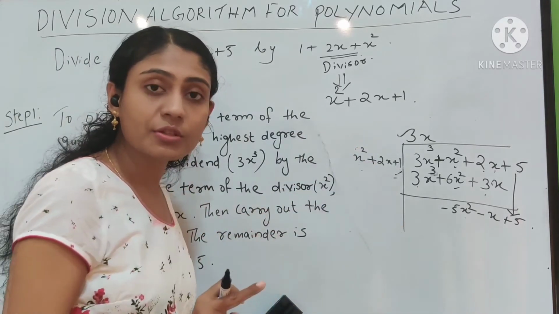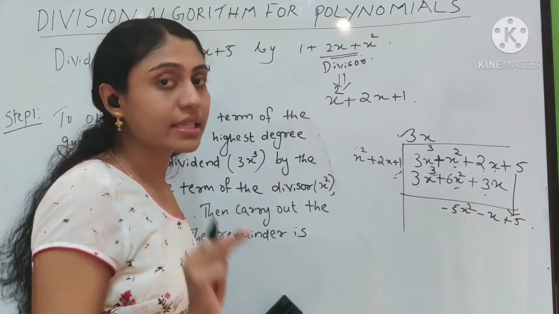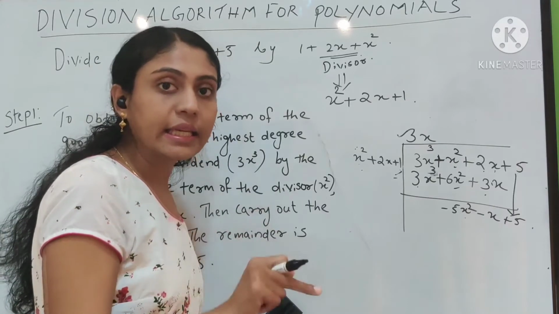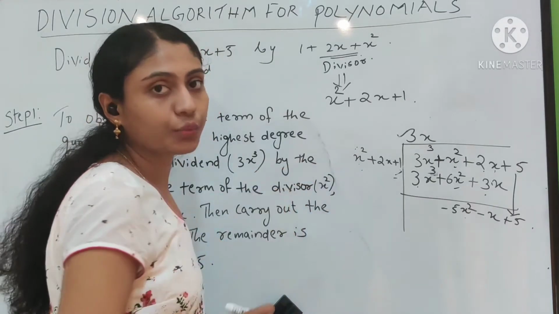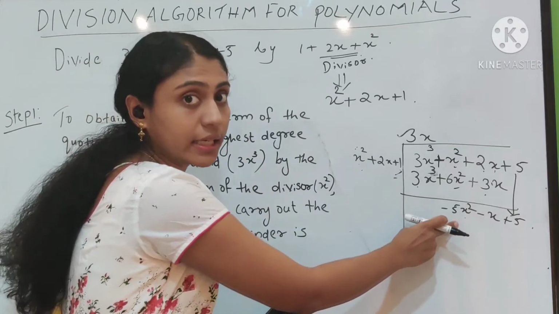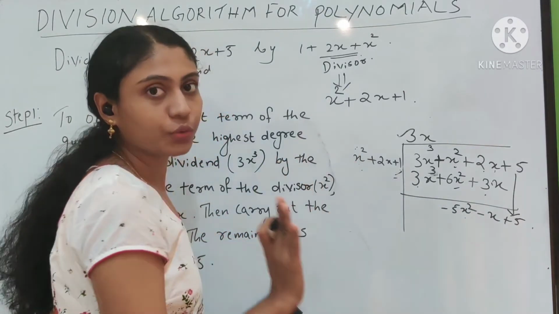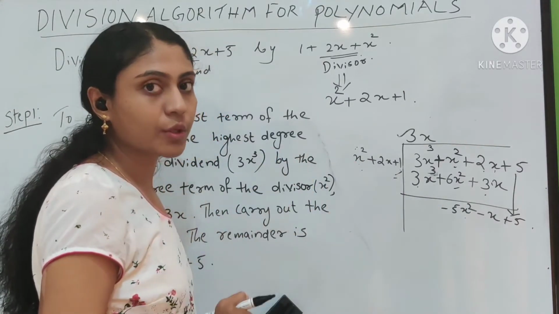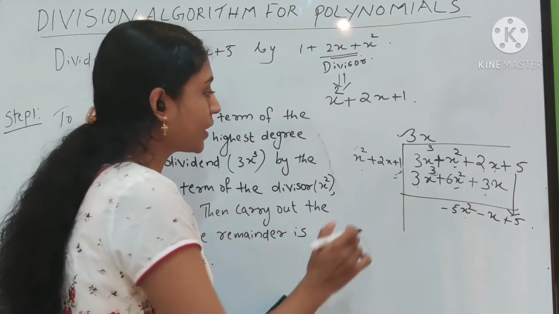We can stop the division process when either the remainder is 0 or the degree of the remainder is less than the degree of the divisor. In this case, the degree of the remainder is equal to the degree of the divisor. So we can continue the division process. Got it? So next step.